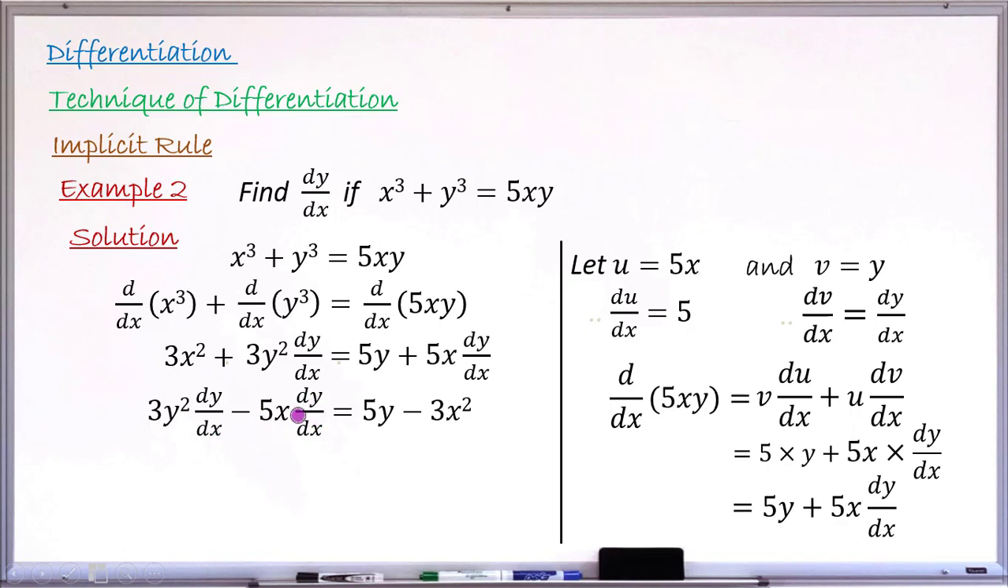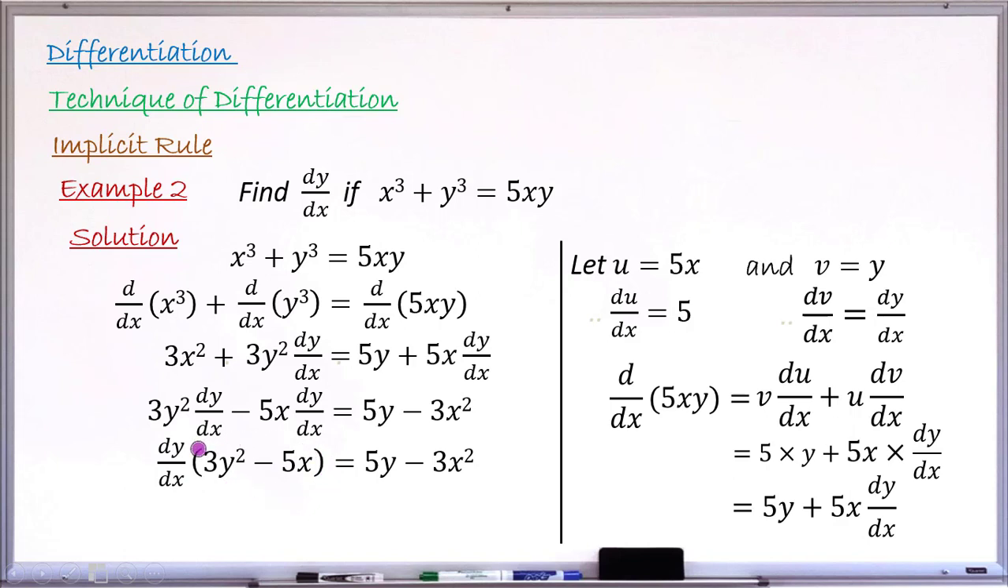So there, I can now factorize dy/dx because it's common to these two terms. Factoring it, I will have dy/dx, then open my bracket, then I'm going to have 3y squared minus 5x, then close the bracket, equals your right-hand side. We are targeting to make dy/dx the subject of the formula, so in that case, I will divide both sides by this very bracket.